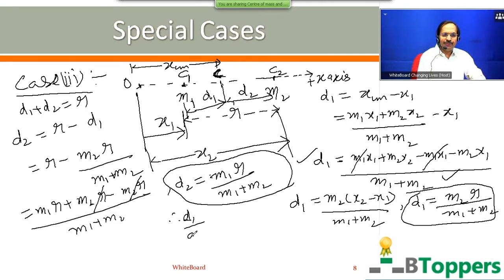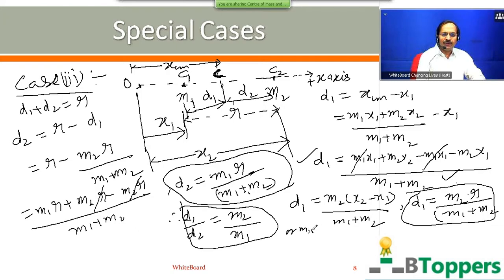Therefore d1 by d2, you get m2 by m1. That is r gets cancelled on right side. R by m1 plus m2 is a common factor on the right hand side in the two expressions for d1 and d2. So you get d1 by d2 equal to m2 by m1, or m1 d1 equal to m2 d2.